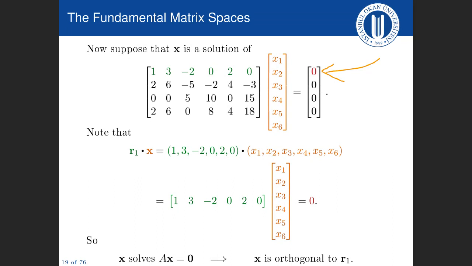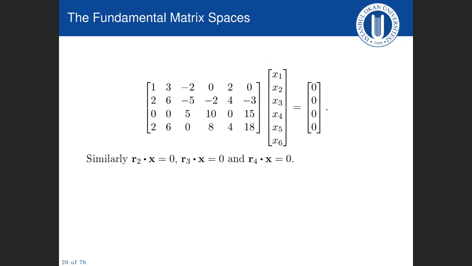So that tells us that if the vector x solves Ax equal to 0, then x is orthogonal. Orthogonal means the dot product is equal to 0. x is orthogonal to the first row vector. But of course, we could do this for any row. Similarly, row 2 dot product x is going to be 0. So x is orthogonal to row 2, x is orthogonal to row 3, and x is orthogonal to row 4.